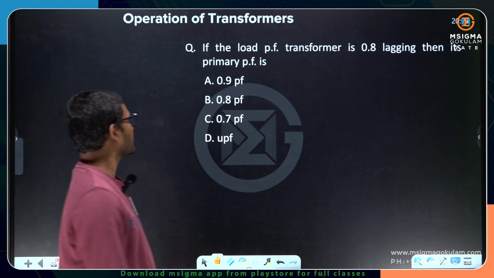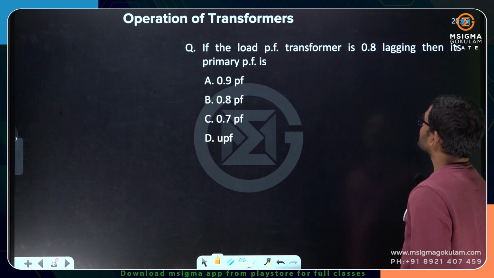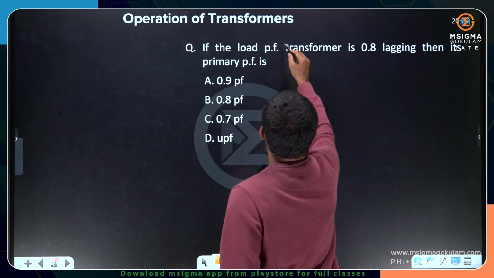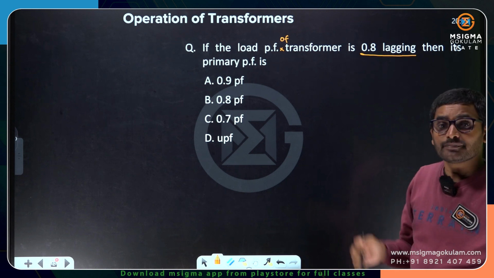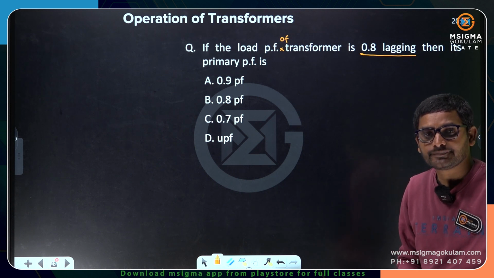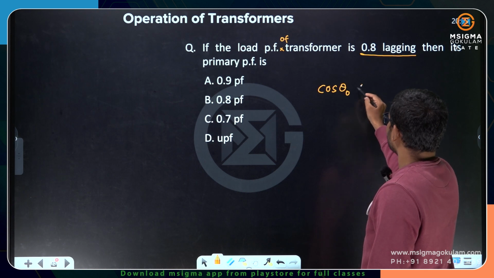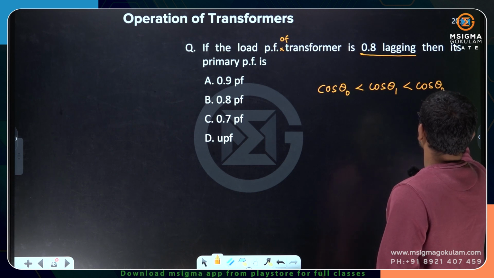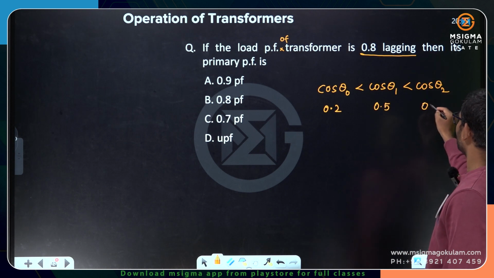Now can you answer this? If the load power factor of the transformer is 0.8 lagging, then its primary power factor is what? Load power factor is 0.8. What will be the primary power factor? Just now we have seen, the no load power factor is very much less than the primary power factor, and the primary power factor is less than the secondary power factor. If this is 0.2, this will be approximately 0.5 and this will be maybe 0.8.